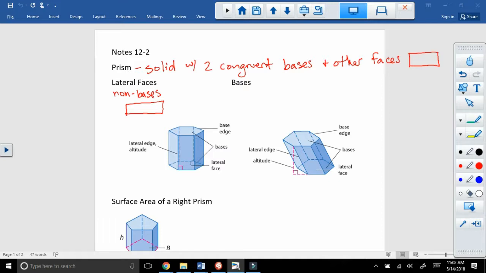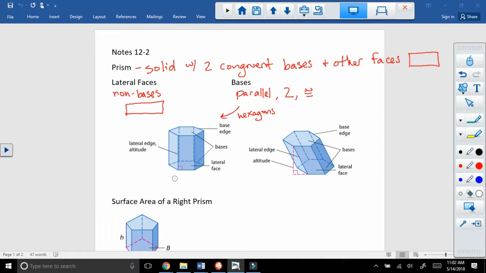So for this hexagonal prism, there are 6 lateral faces, 6 lateral rectangles that are all congruent, and then there are 2 bases. The bases are the ones that are parallel. There's 2 of them. They're congruent. In this case, it would be the hexagons. If it's a triangular prism, the bases would be the triangles. If it's an octagonal prism, the bases would be the octagons.